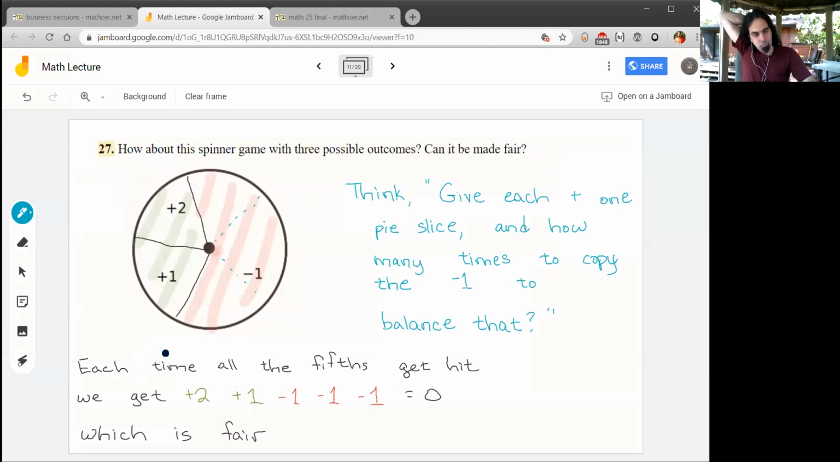So this is a warm-up for your brain to get used to thinking about what happens when we're putting things together that have different weights. And the goal isn't to make spinner games, but the goal is to do the weighted averages.